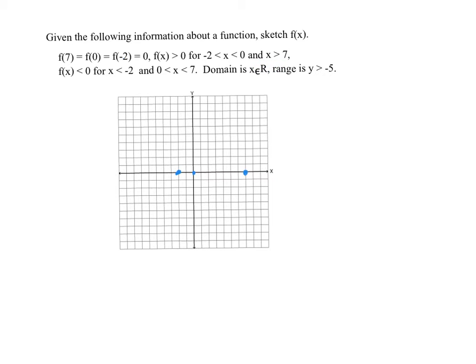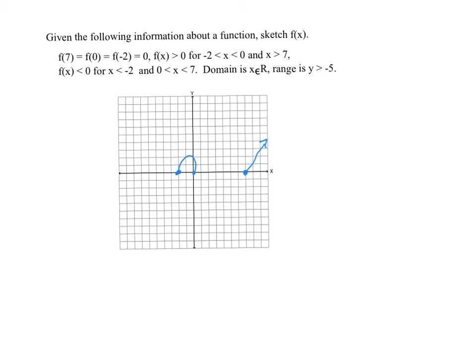So when x is bigger than 7, the function will be above the x-axis, and also between negative 2 and 0. So we don't know exactly what this is going to look like yet, but it's going to be somewhere above. And then we're told that the function is smaller than 0 when x is smaller than negative 2, and when x is between 0 and 7.